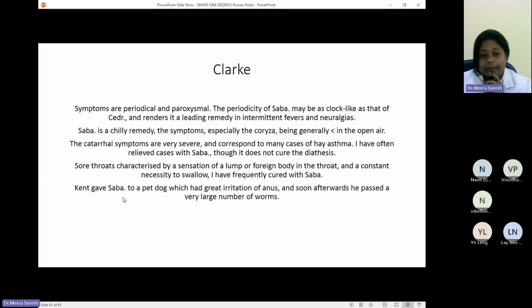Kent gave Sabadilla to a pet dog which had great irritation of the anus, and soon afterwards it passed a very large number of worms. Sometimes I have seen the condition in which we give Cina for worm complaint till there is no change. We can go for Sabadilla, I mean, if the symptoms are mostly of that type.